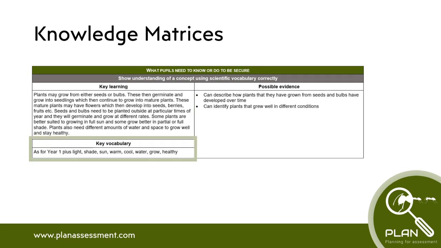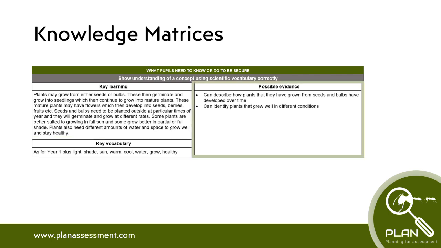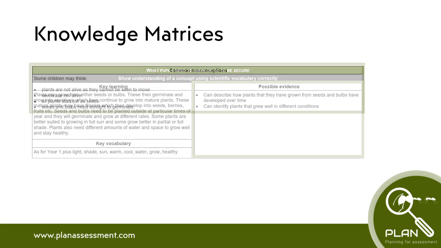The key vocabulary in each knowledge matrix identifies the new words that children need to be using correctly and on a regular basis, orally and in writing, to be secure. The possible evidence information gives you examples of ways that children might show that they are secure in the knowledge required. These are not the only ways of gathering this evidence, and it's worth noting that children do not have to produce written work to demonstrate that they are secure.